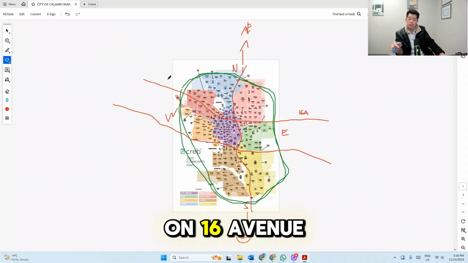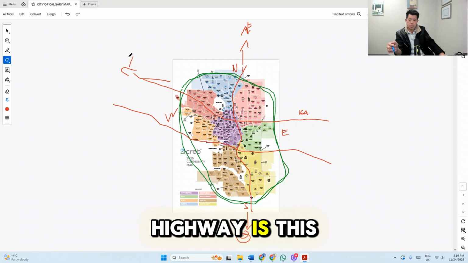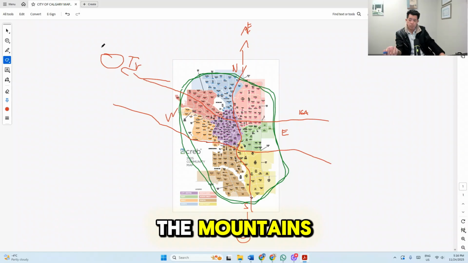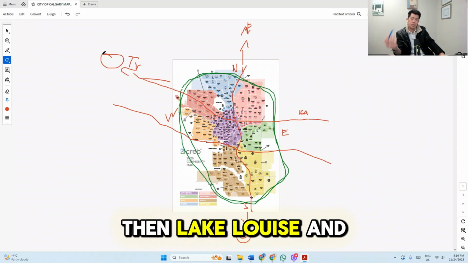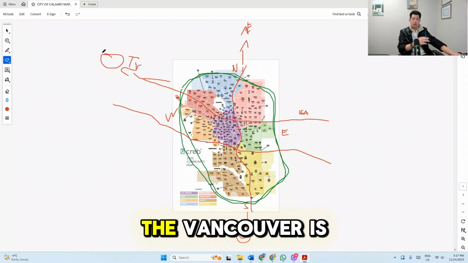West on 16th Avenue, which is also called the Trans-Canada Highway, it's this one. You are heading straight toward the mountains, so you reach Banff, then Lake Louise, and if you keep driving, you will enter British Columbia, where Vancouver is.